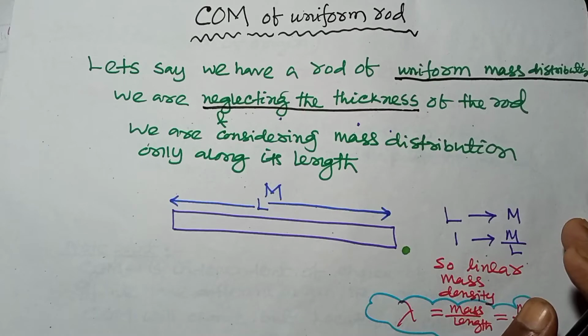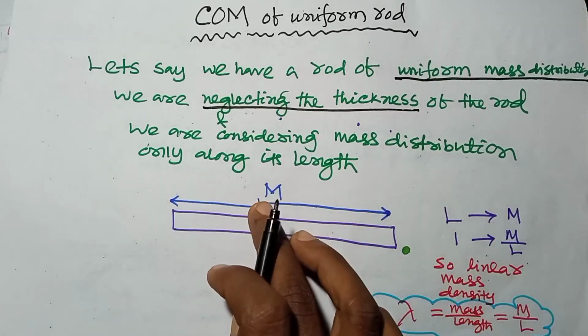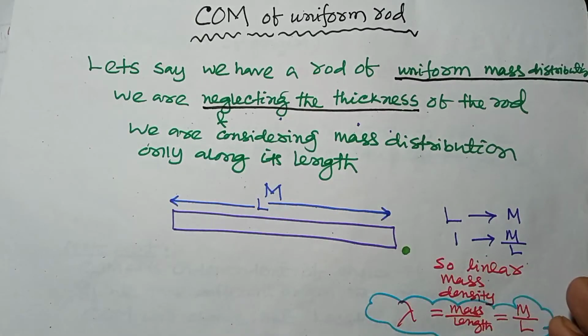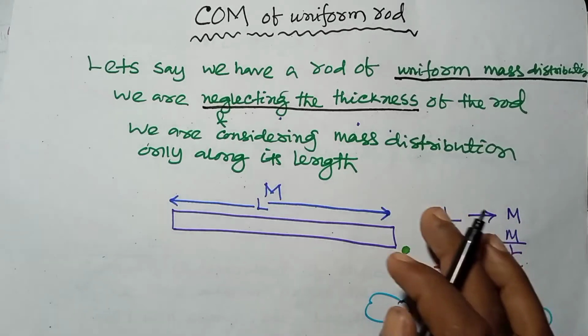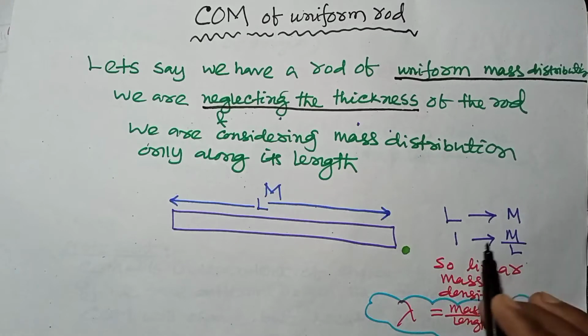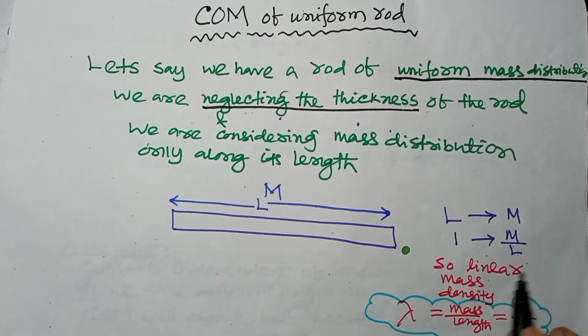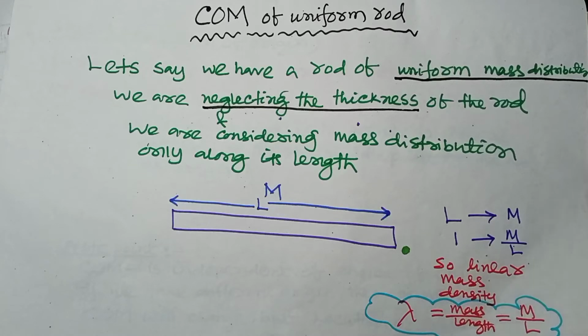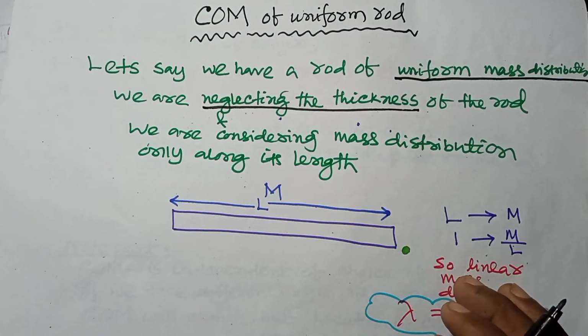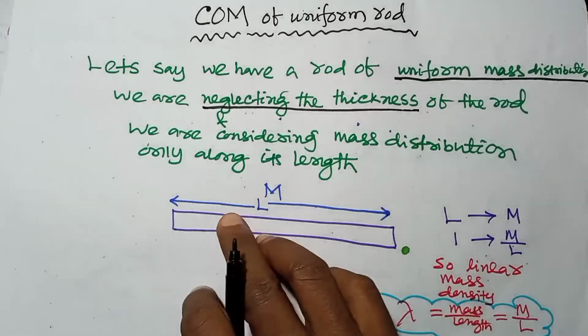So let's say this is the rod, the length of the rod is capital L, and the total mass of the rod is capital M. If we apply the unitary method, length L has mass M, so unit length will have a mass of M by L. So the linear mass density will be lambda equals mass upon length, so it will be M by L. Let's say we want to find the center of mass of this uniform rod by the help of the integration technique. Okay, so let's see how to do that.